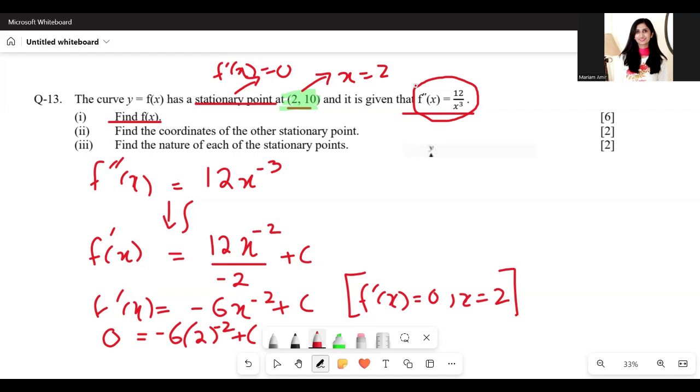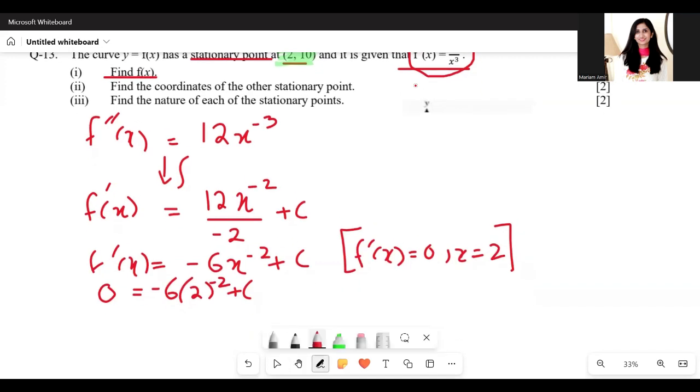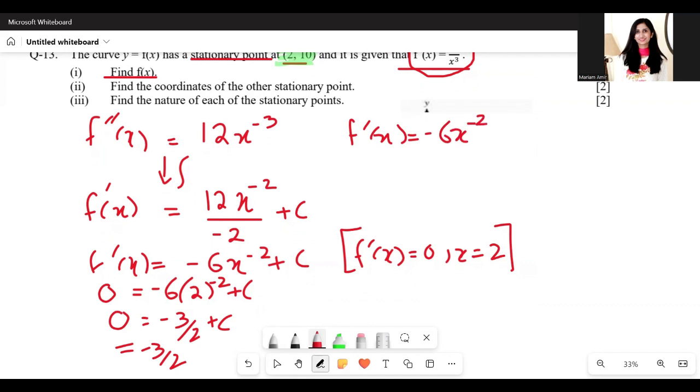So negative 6 times 2 power negative 2 is giving me negative 3 over 2. So 0 equals negative 3 over 2 plus c, which means c equals 3 over 2. That means f prime x equals negative 6 x power minus 2 plus 3 upon 2.